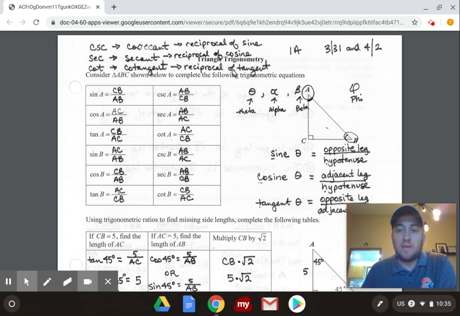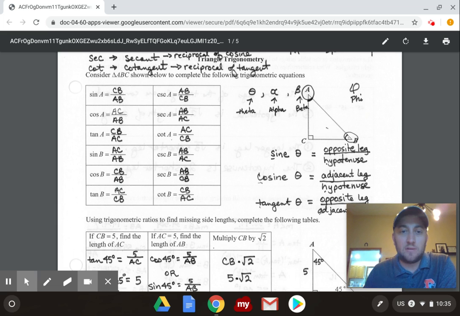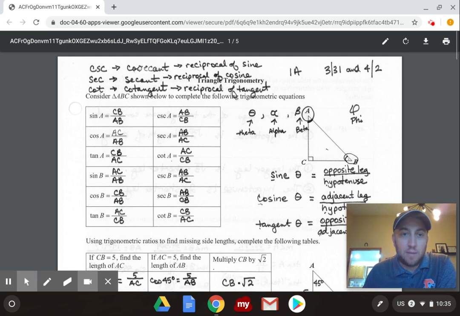Talking about the reciprocals of those, and these are three probably new trig functions that you guys haven't really worked with a whole lot, and that is cosecant. Let me scroll back up again. Cosecant, secant, and cotangent. There's our abbreviations for them.